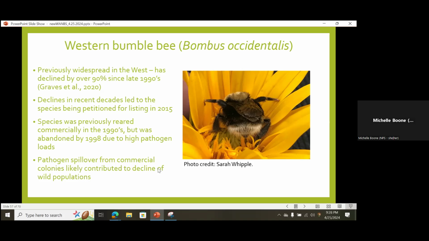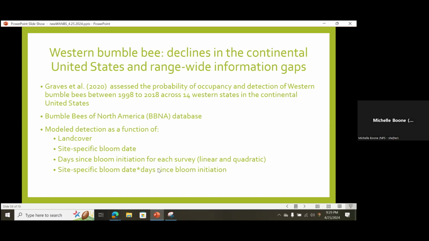There's lots of factors involved in bumblebee decline. There's climate change, there's pesticides, there's habitat loss, there's all these things, but it's very likely that these commercial rearing operations also contributed to its decline. So there are a few studies that looked at detection probability for Western bumblebee, so I'll just show the results quickly.